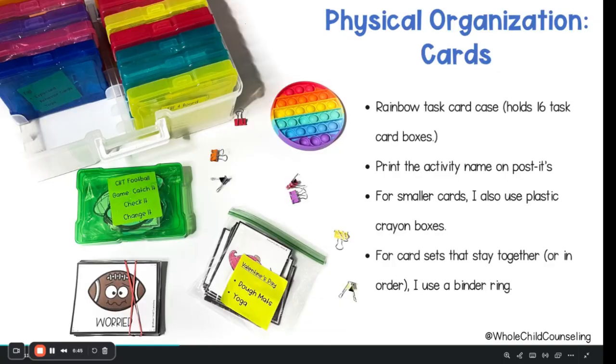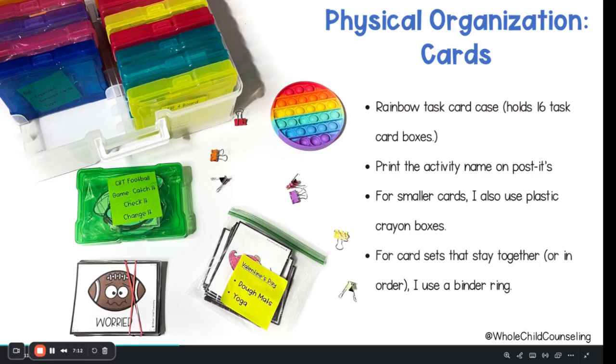I also use these rainbow task card cases. These hold 16 boxes, but they're pretty thick, so I can put multiple activities in the same box. Like, the fall box has the fall expected behavior card game cards and the fall yoga cards, for example. I keep them by season or holiday or topic together.